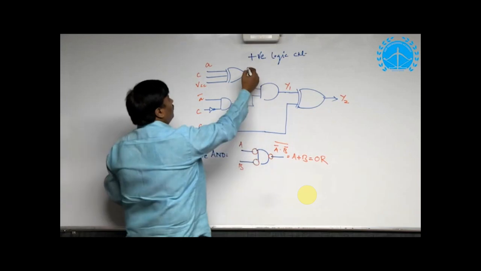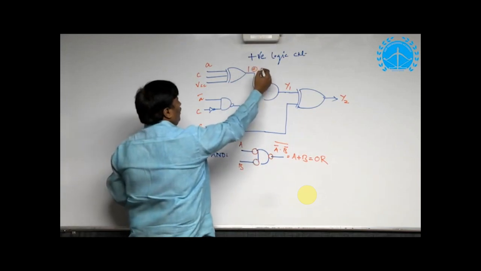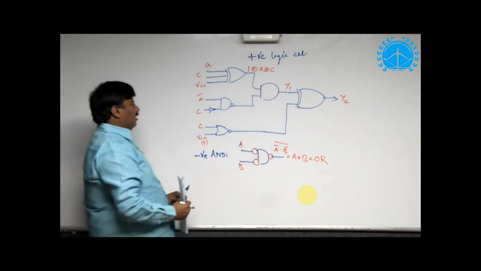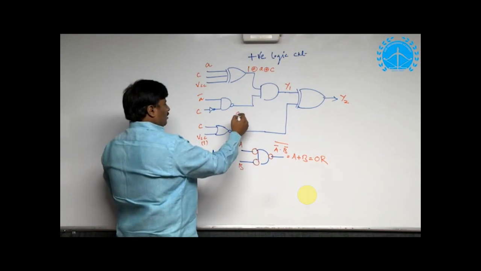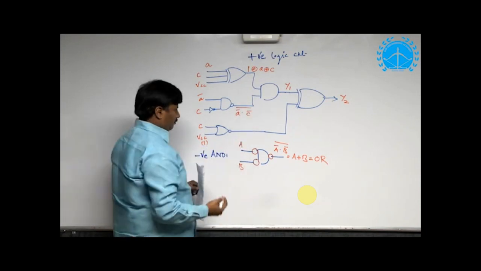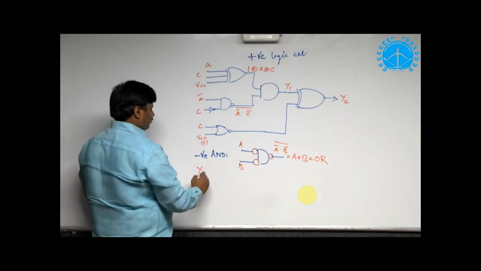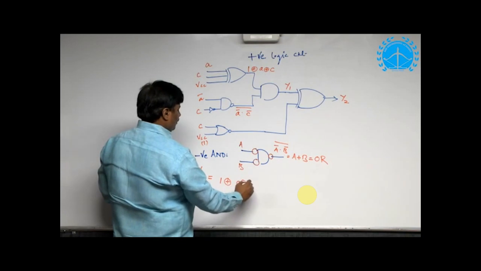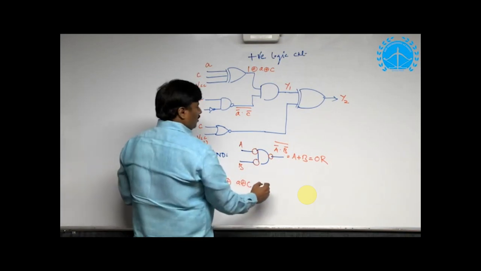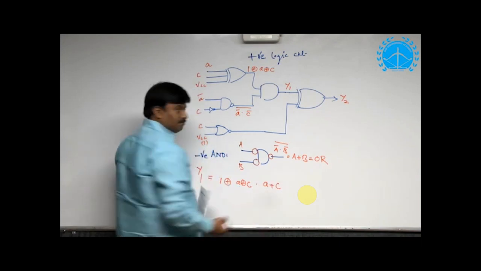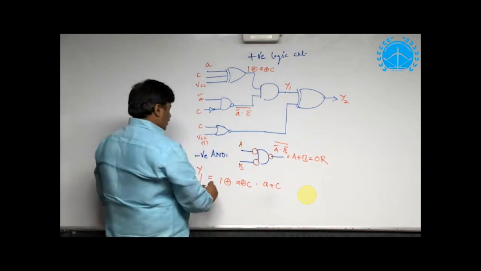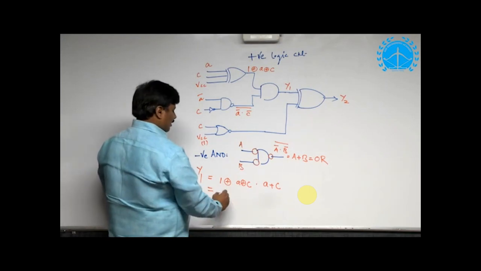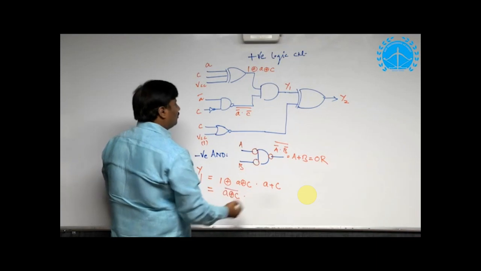VCC means 1, exclusive OR A, exclusive OR C is what is given. And if you look into the second part of Y1, it is A bar into C bar, whole bar. If I solve Y1 overall, Y1 is equal to 1 exclusive OR A exclusive OR C, multiplication, A bar into C bar whole bar, which is A plus C. Right? 1 exclusive OR something is always the opposite of something. So you get the solution as A XOR C bar into A plus C.